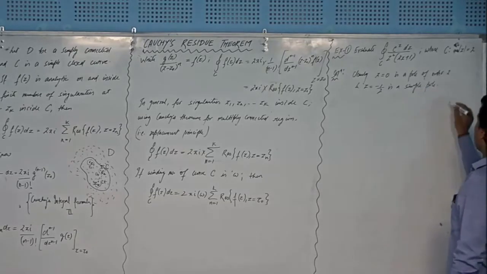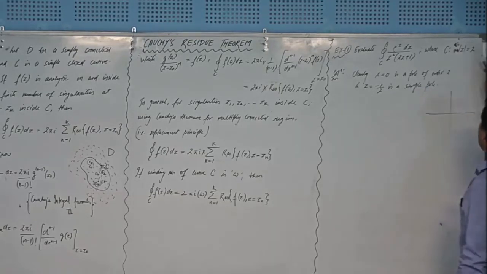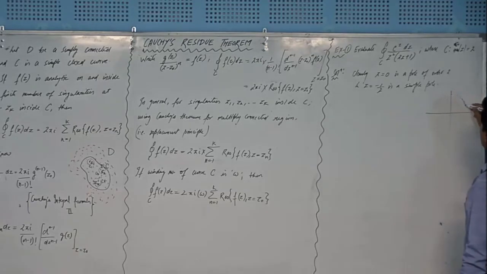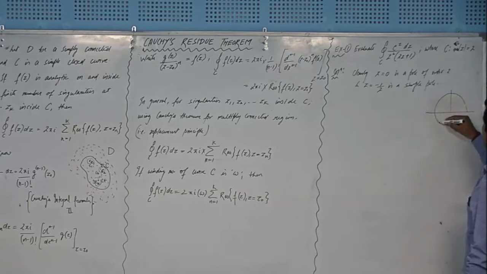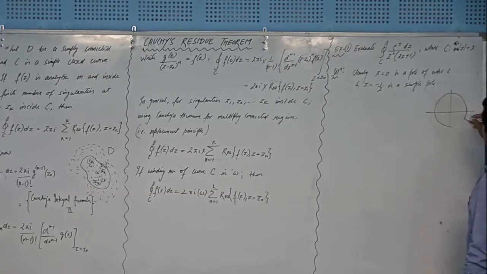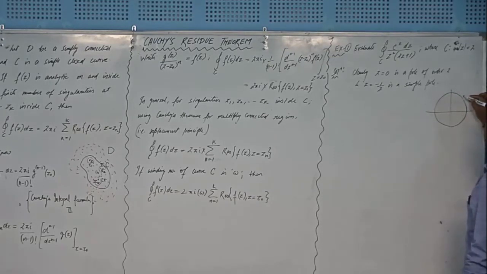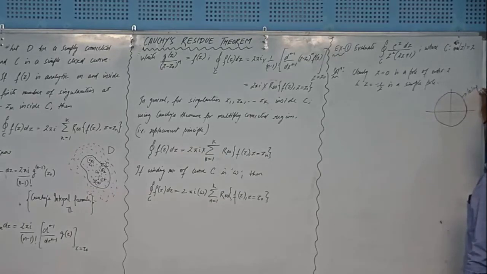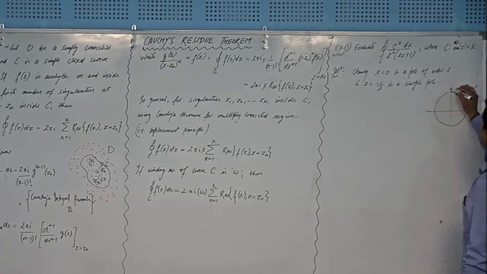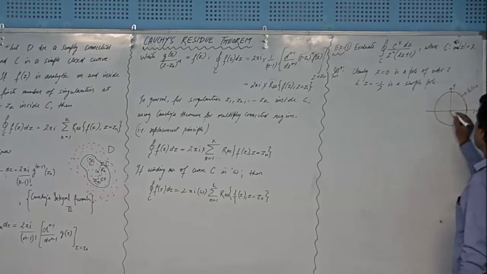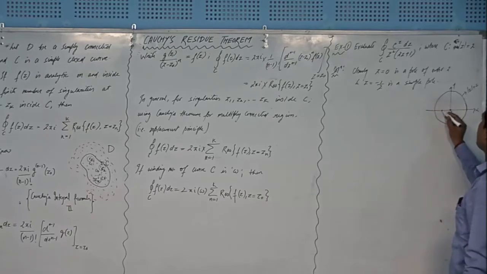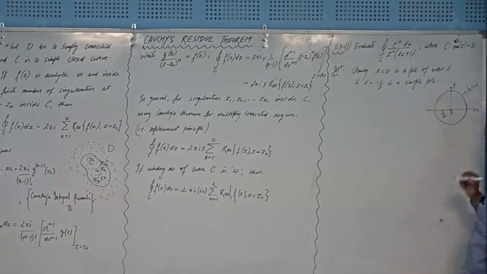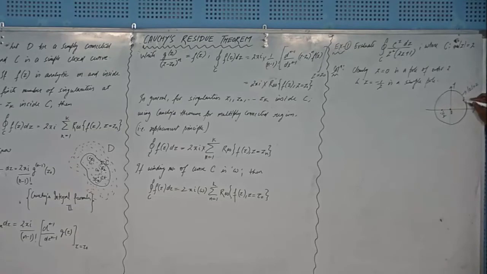So I will draw a small picture for this. Mod z equal to 2 is a circle, this complete circle. This is mod z equal to 2, and your singularities are at 0. This is the singularity 0, and another singularity is at minus half. You can see that both of these singularities are within your circle C.